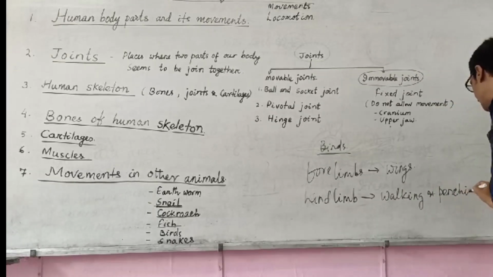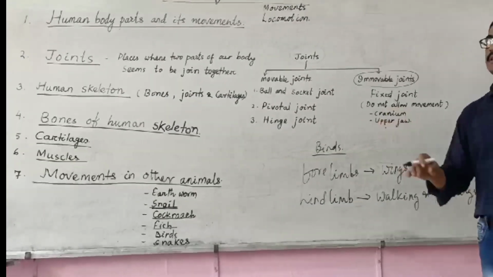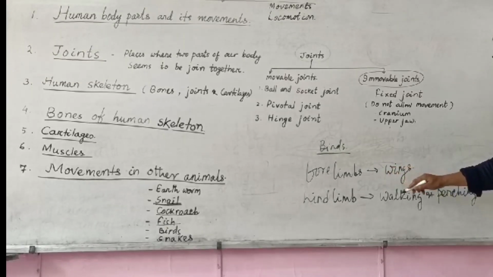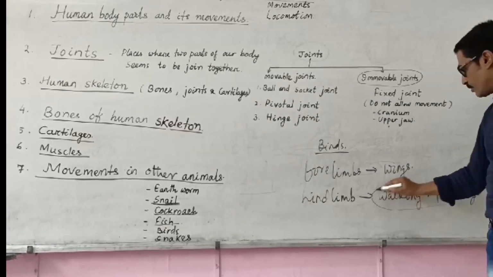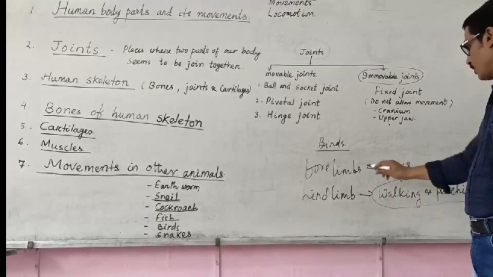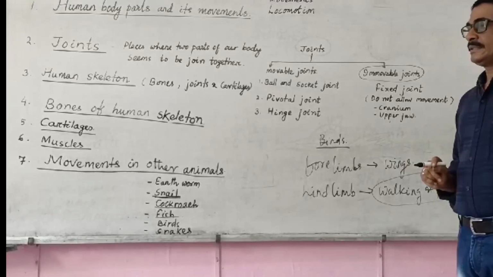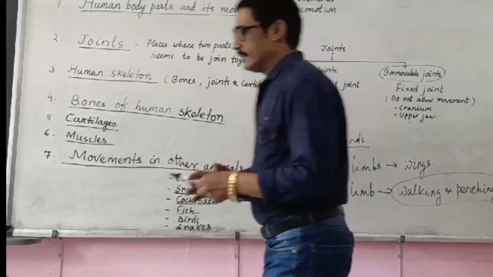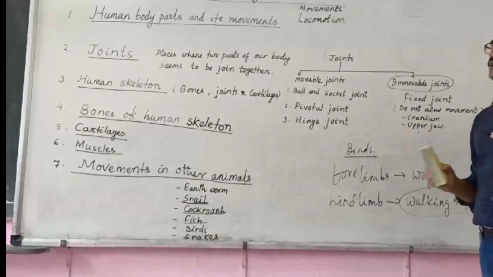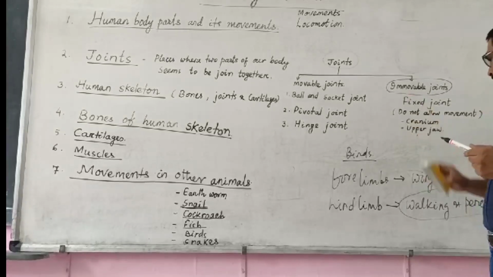Perching means sitting comfortably on the branches. So the hind limbs are meant for walking and perching, and the forelimbs are modified as wings for flying. In this way, birds also have a streamlined body to give least resistance in the air.